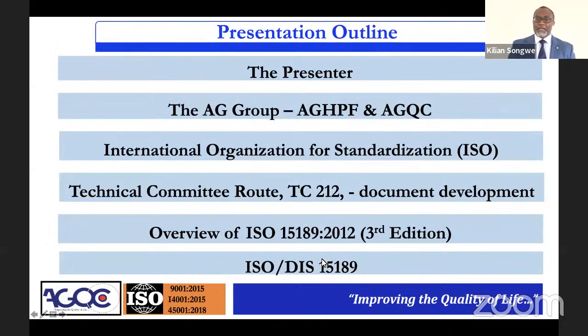So for today's outline, we have a slide on the presenter. We'll talk about the AG Group, which is AGHPF and AGQC. Then we'll talk about the International Organization for Standardization, not the IOS, but the ISO, and the technical committee route. In this case, the technical committee we are referring to is TC212, and how documents get developed under the ISO structure. Then a quick overview of ISO 15189:2012, the third edition, which was released in November of 2012.